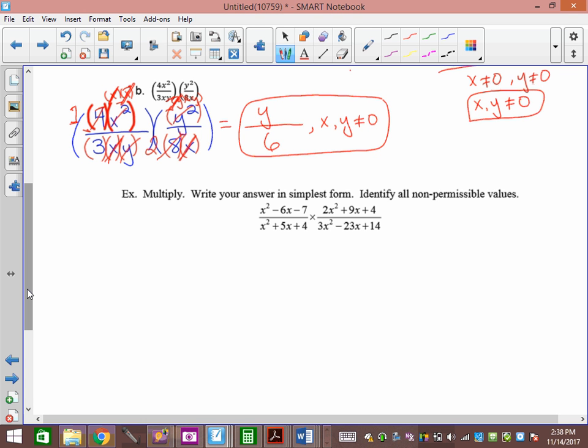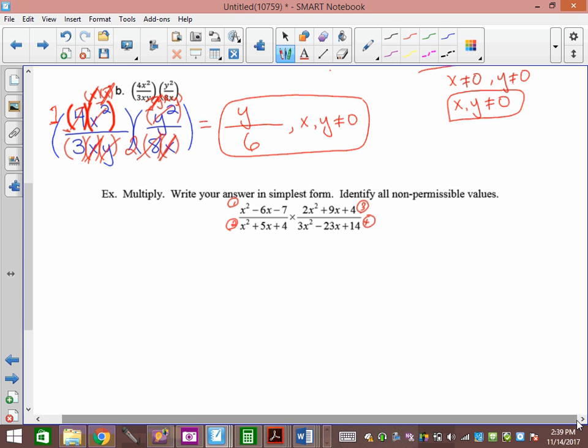Okay, on the top left for this next example, it says multiply. Write your answer in simplest form. Identify all non-permissible values. So this is the same as yesterday, but a whole bunch of numerators and a whole bunch of denominators. So I'm going to label them 1, 2, 3, 4. The reason I'm labeling them is because I have to factor all of them. I'm just going to factor them off to the side.